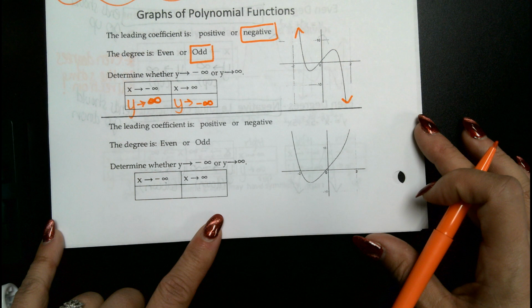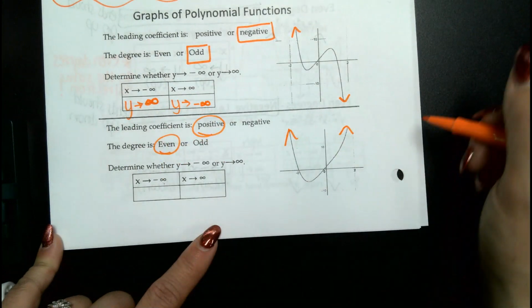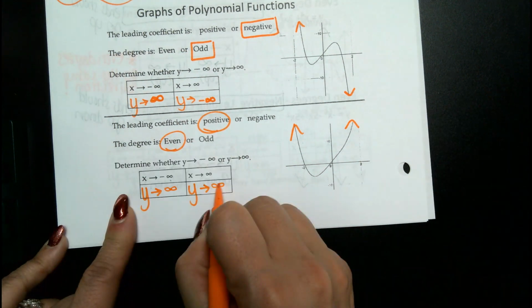Same directions, even or odd? They're both going up. So both of them should say y approaches positive.